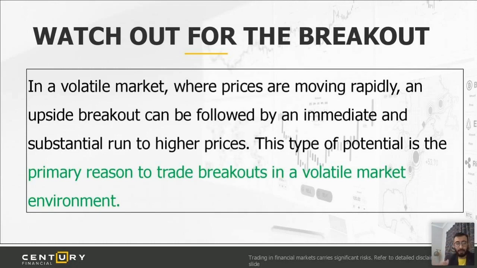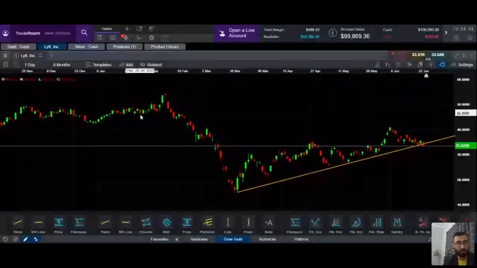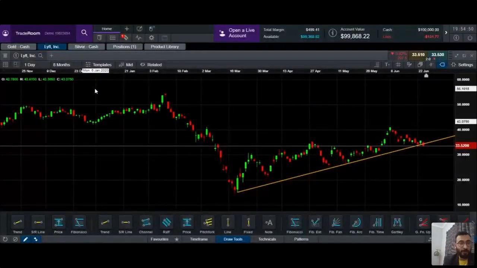Because when prices are moving rapidly, an upside breakout can be followed by an immediate and substantial run to higher prices. This type of potential is the primary reason to trade breakouts in a volatile environment. And this is applicable to both sides. I'll now give you an example on the chart directly on the platform. And please keep writing more questions. I'll be able to answer these once the session ends.